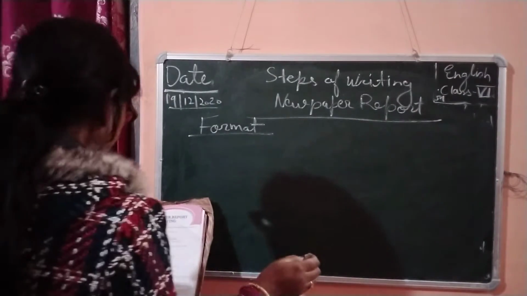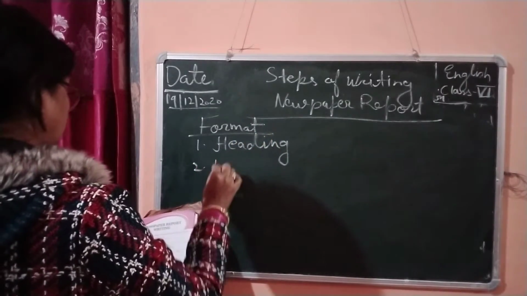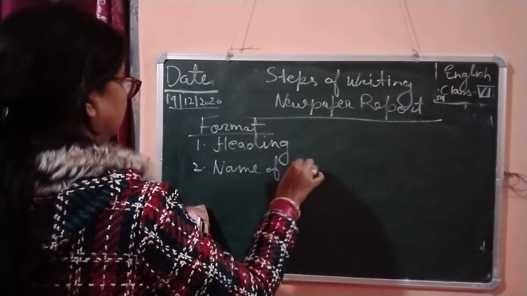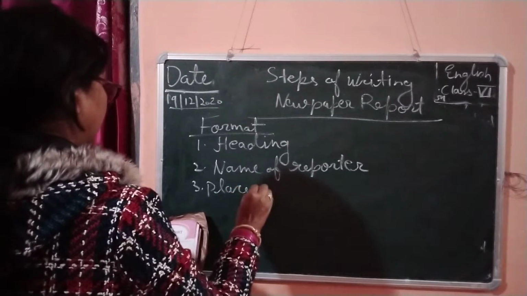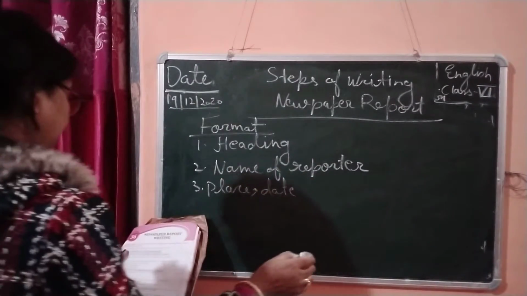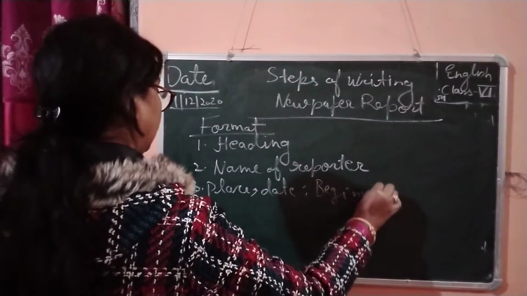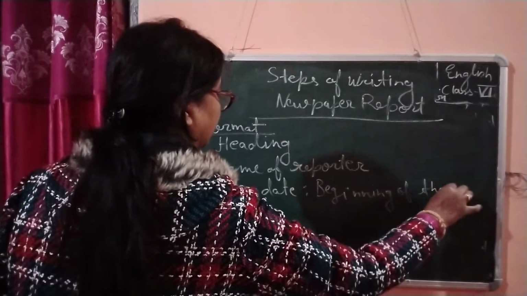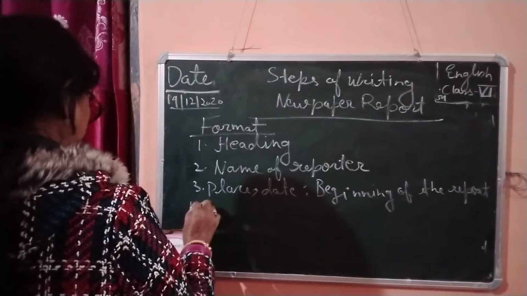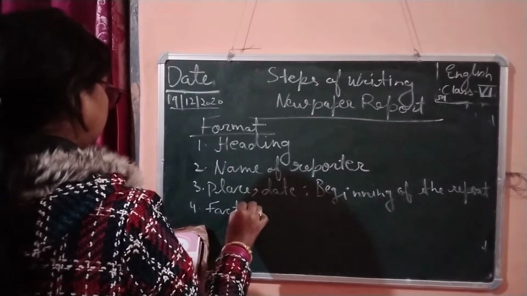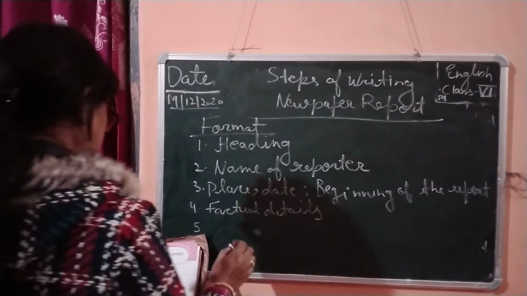of newspaper report writing. First is heading. Second thing is name of reporter. Third thing is place, date, beginning of the report, and fourth thing is factual details. Factual details. And fifth thing is conclusion is essential.